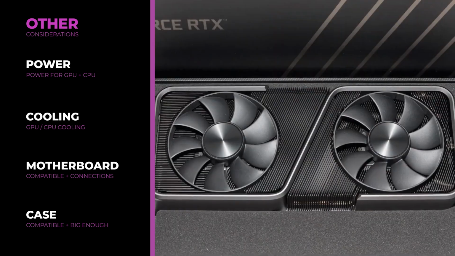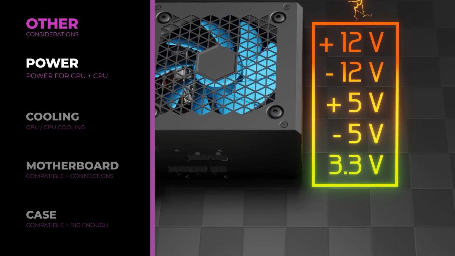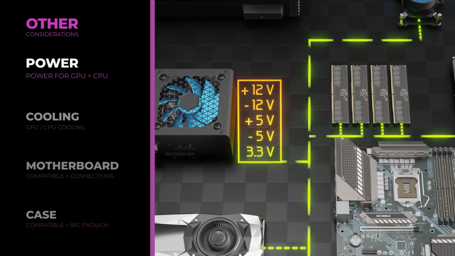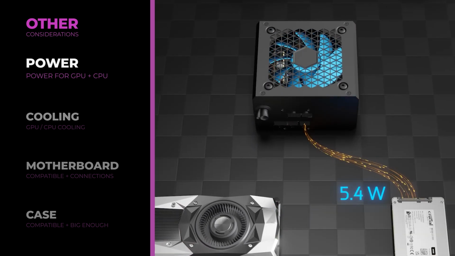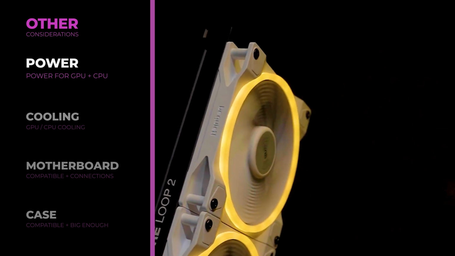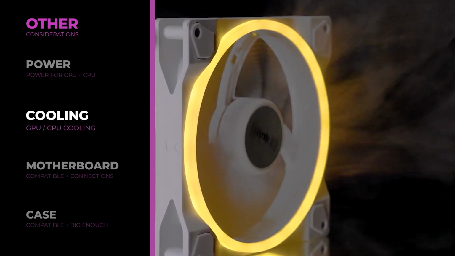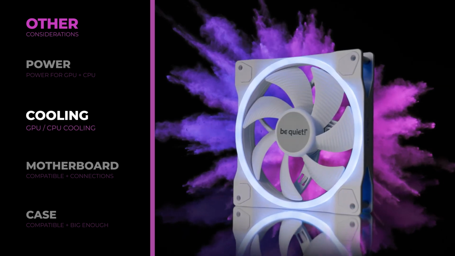Once you've chosen your GPU, CPU, RAM, and SSD, you'll also need enough power to run everything. This is especially important if you have one or more high-end GPUs, which need a lot of power to run. And with a lot of power usually comes a lot of heat. So you'll also need to invest in suitable cooling to keep everything running at an optimal temperature.